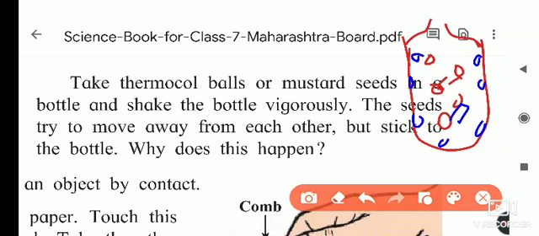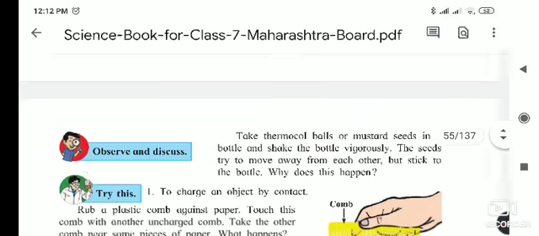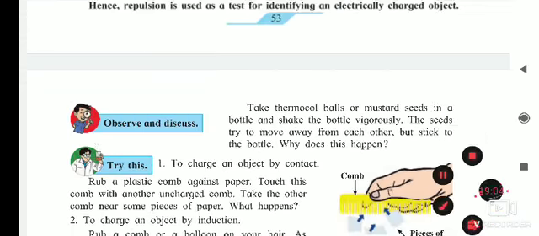The reason must be that there are opposite charges on the bottle and on the mustard seeds or thermocol pieces, so they stick to each other. Unlike charges develop on the bottle and the seeds, while the seeds or thermocol balls repel each other because like charges develop on them. Understand? That's why this happens. This question's answer you are also going to write and send me.